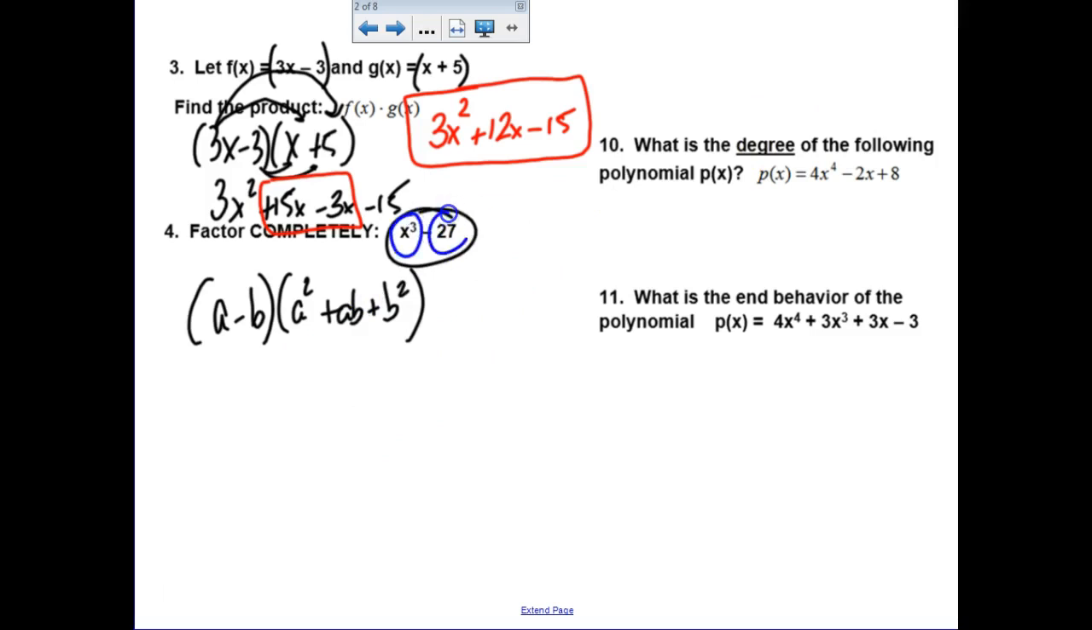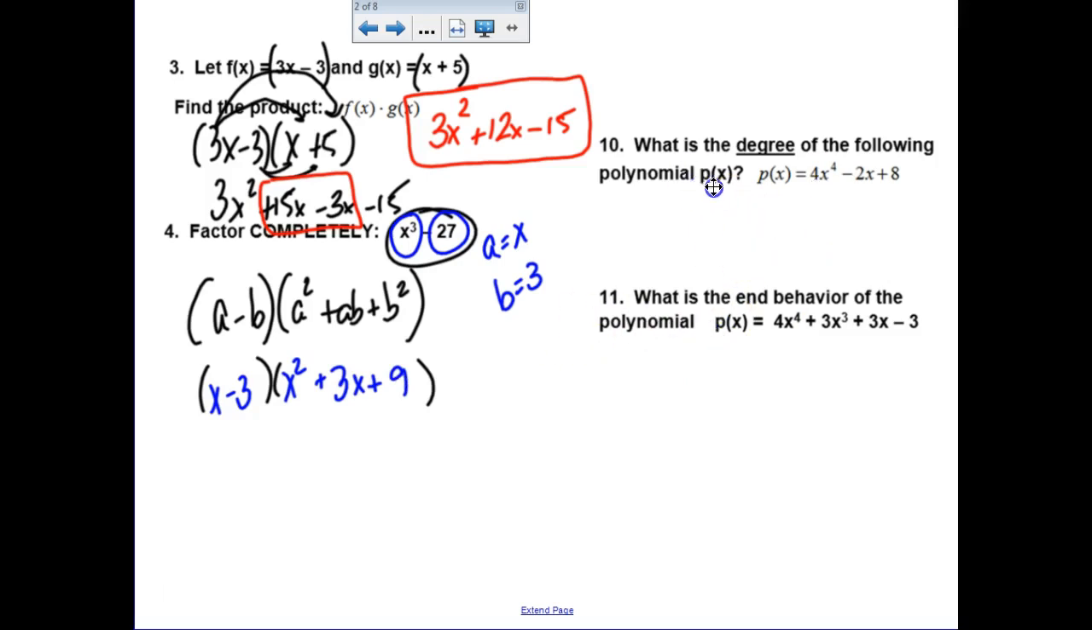So you take the cube root of each term, ignoring all signs, because that's part of the formula. So the cube root of this first term is x, and the cube root of 27 is a 3. So plugging in everything where it goes, we get x minus 3, and then x squared plus 3 times x, plus 3 squared, which we're going to write as a 9, of course. I like the cubic pattern because you don't have to do any extra work ever. Once you fill in the numbers, you're good.